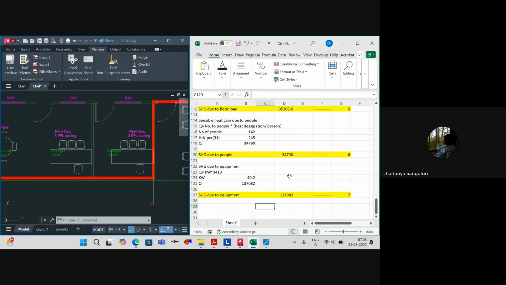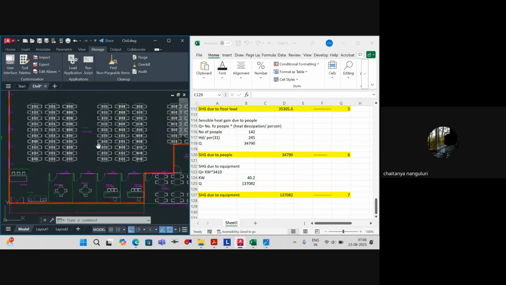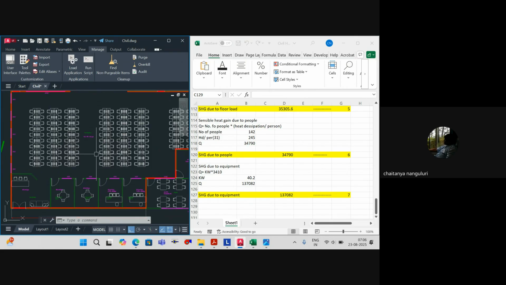Is that fine? Yes, please tell me. Sir, in the kilowatt, whatever values you added, once you click there, total number of computers, and each computer, generally computer dissipation is around 300 watts. We take it. So I've multiplied the total number of computers by 300. If you see it in the equations, I've made the number of computers into 300, and that is in watts. So I have to divide it by 1000 to get it in kilowatts. So then Q is equal to kilowatts into 3410. I'll get the total value.